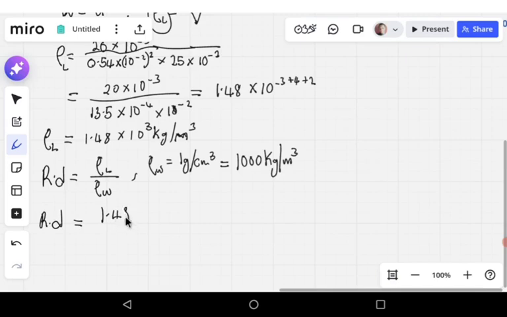Okay, so if you substitute that here, relative density will be equal to 1.48 times 10 raised to power of 3 divided by what? Divided by 1000, which is the same thing as 10 raised to power of 3. So this will cancel this. So relative density of that liquid equals to what? 1.48. All right, thank you.